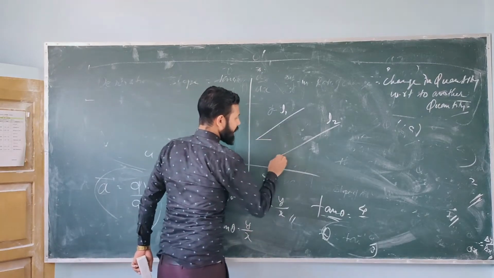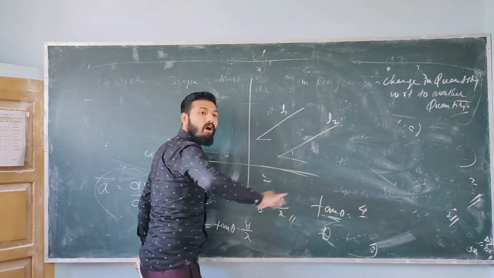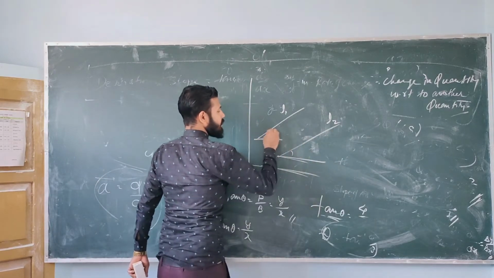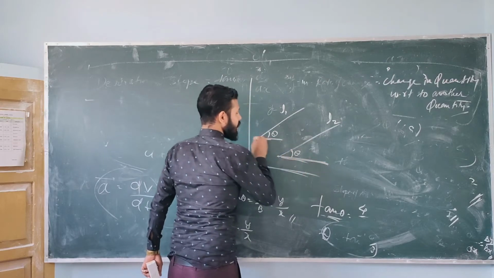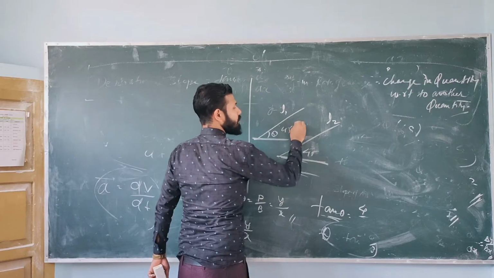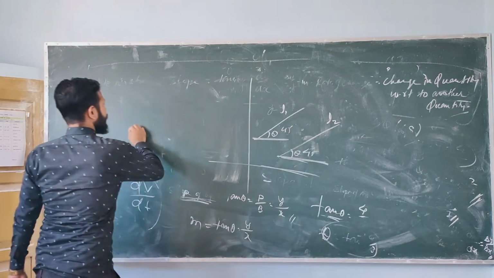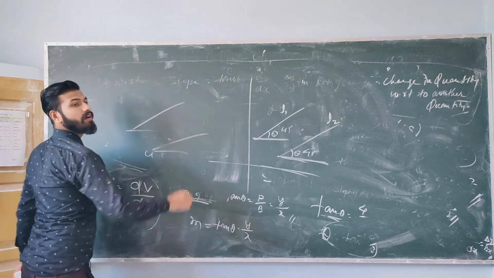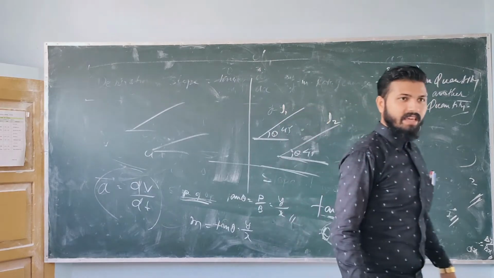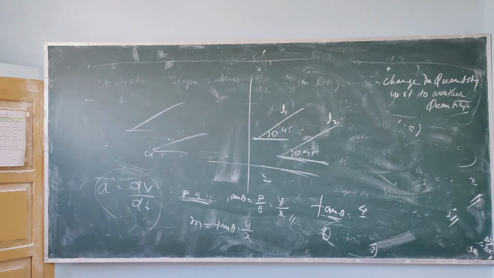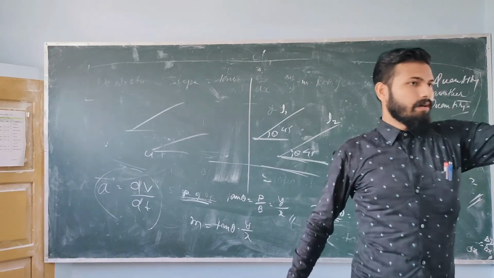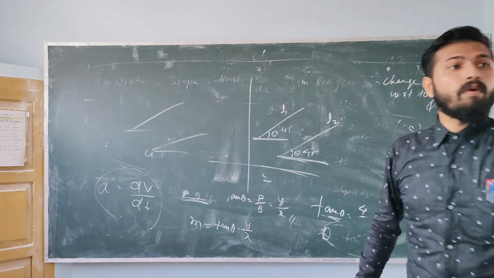Because both make the equal angle with the horizontal. When two lines are parallel, obviously they make the same angle with the base. If one is 45 degrees, the other also makes 45 degrees. So if theta is equal, tan theta is equal, and the slope will be equal. The conclusion is that when two lines are parallel, their slopes will be equal.